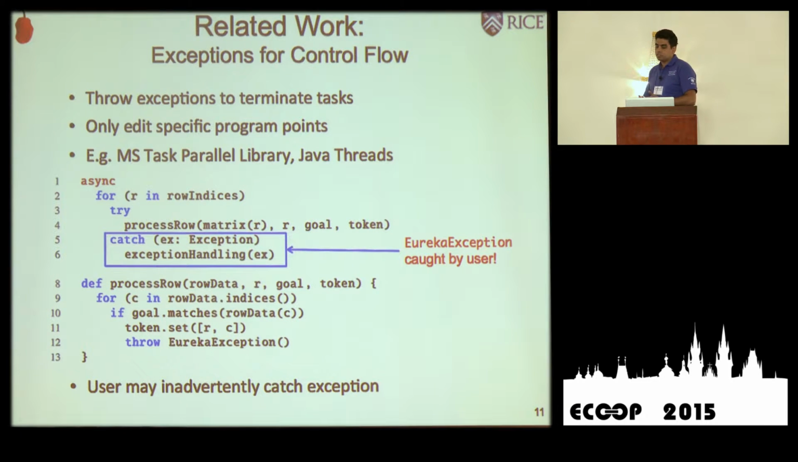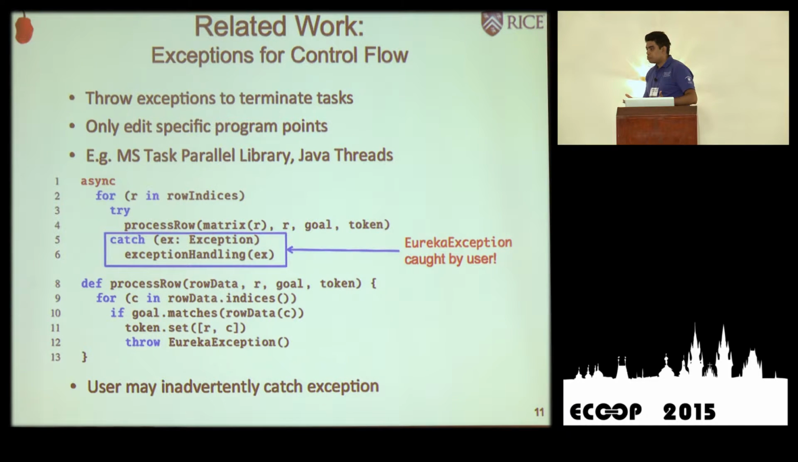Another approach is to use exceptions. This is used in Java threads, like the InterruptedException in the Java API, or even in the task parallel library in Microsoft's task parallel API. So the thing you do here is at the point you want to terminate, you throw an exception. And that exception is only expected to be caught by the runtime. And so if you throw an exception, the exception goes all the way up to the handler of the runtime, and then the runtime can decide what to do next. And that's how it kills the current task.